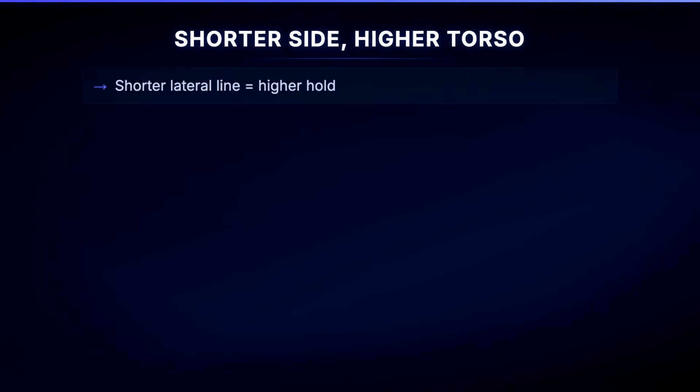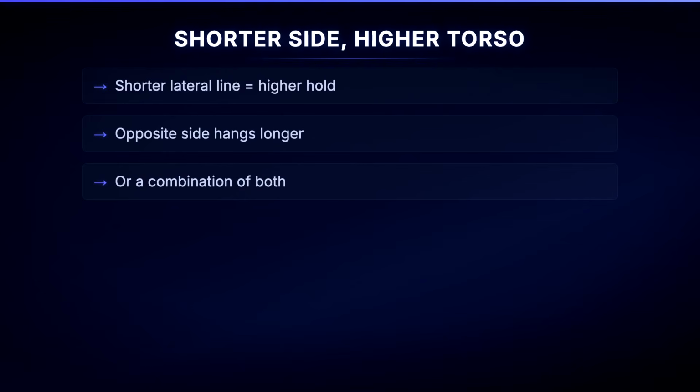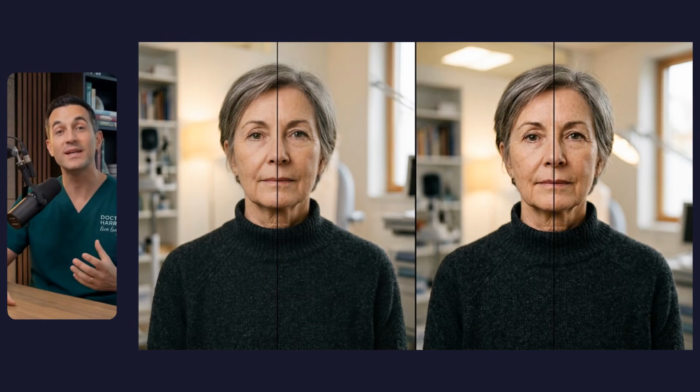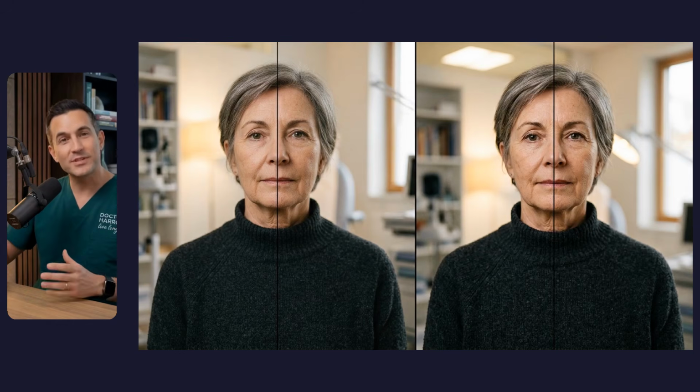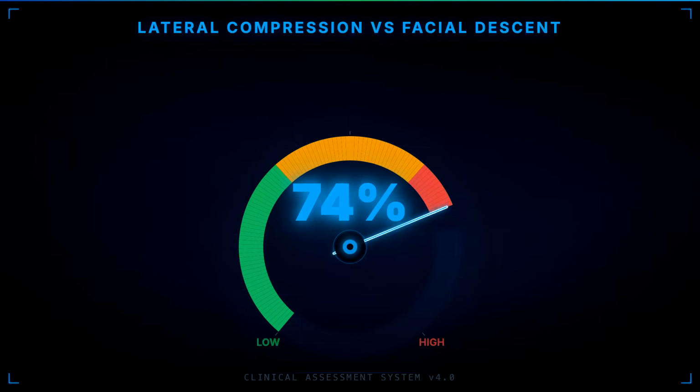The side with the shorter resting lateral line holds the torso slightly higher on that side, or the opposite side hangs slightly longer, or some combination of both. Check which side is different. Then look at the face directly above it. The asymmetry maps. Not perfectly, not every time, but consistently enough to be clinically informative. The side with greater lateral compression tends to be the side where facial descent is further advanced. The body is showing you the same pattern from two different levels.